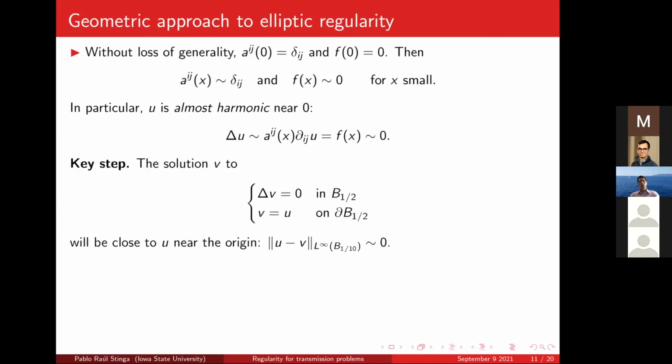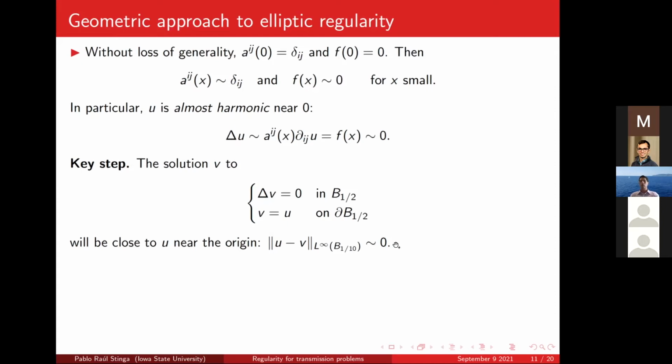So what is the key step? How do you really make this precise, or more or less precise? You say, I have my u in V1, and now I look in V1 half, and I solve for the harmonic function that has boundary values u on the boundary of V1 half, right? Then, because the coefficients are close to the identity and f is very small, because u is almost harmonic, this harmonic extension v of u in the interior should be close to u, say in V1 over 10, okay? To prove this, you use the maximum principle, okay?